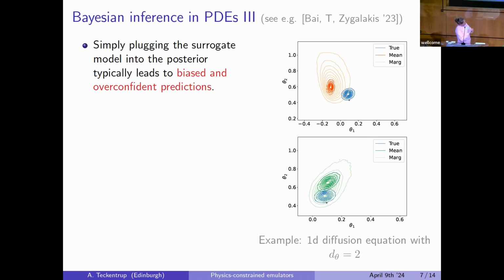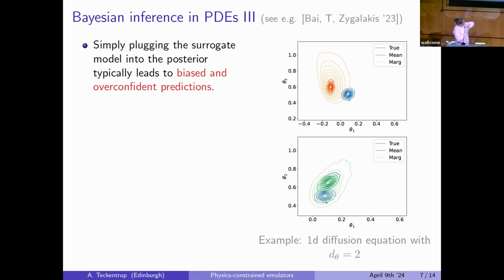For that, I want you to look at the top graph here. Here I've plotted the posterior distribution that we're after on a two-dimensional vector theta. Now we have two constants, theta1 and theta2, that we want to infer.